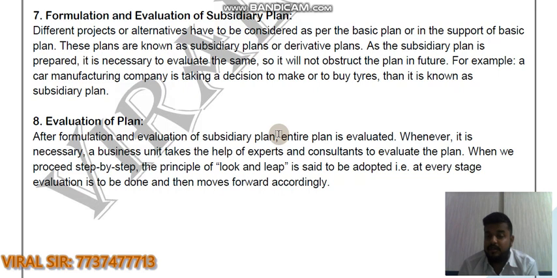the plan in future. Okay, example is very best. If we understand this example, we will understand the whole process of subsidiary plan. For example, I have a car manufacturing unit. Now subsidiary plan for me for manufacturing a car would be a decision to make a tire or buy a tire. So for a car manufacturing company, subsidiary plan or we can say the derivative plan would be taking a decision to make or buy tires.